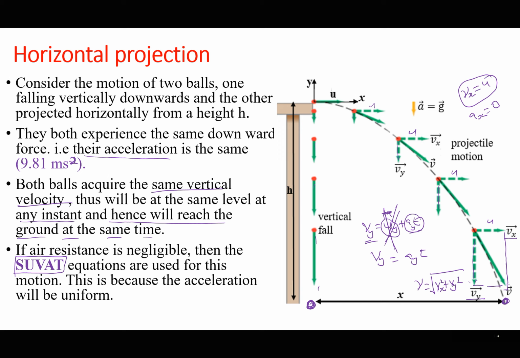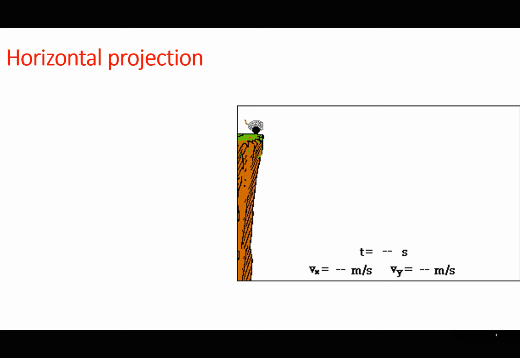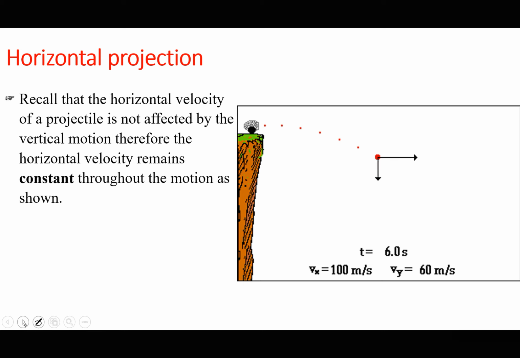Okay, so let's explore more about horizontal projection. We are still considering horizontal projection. Let's look at this animation here. It shows that when the body is projected, the length of the arrow in the horizontal remains constant, but the arrow in the vertical goes on increasing. What is the implication of this? This animation is showing you that the velocity in the horizontal does not change, but the velocity in the vertical goes on increasing.